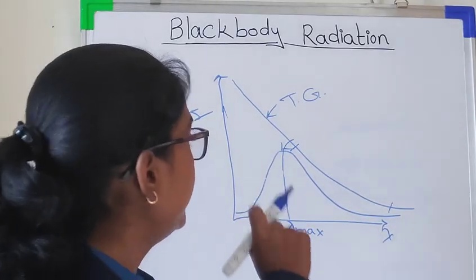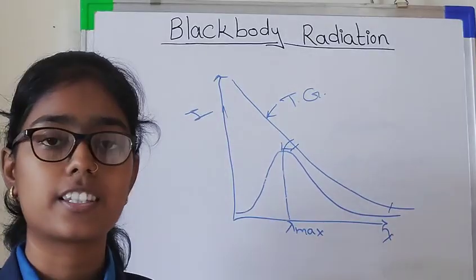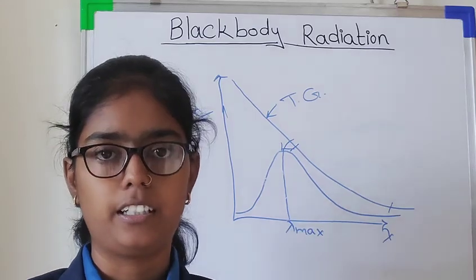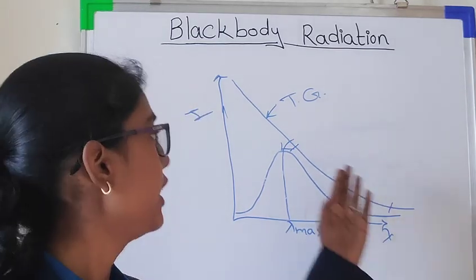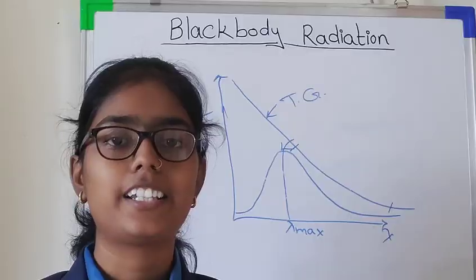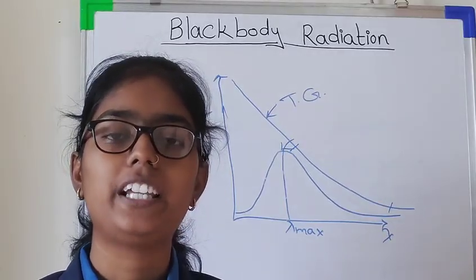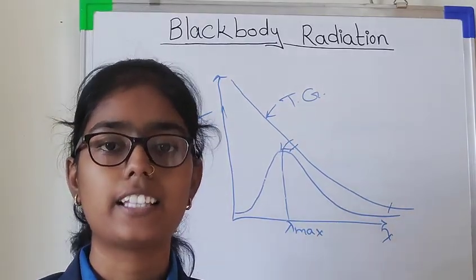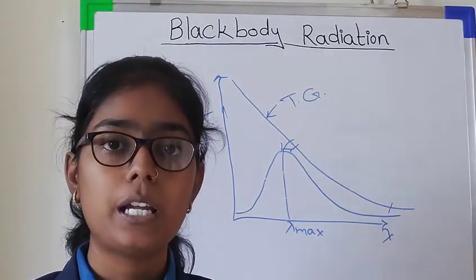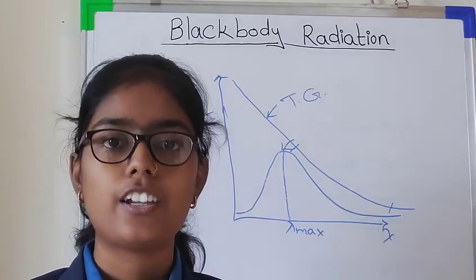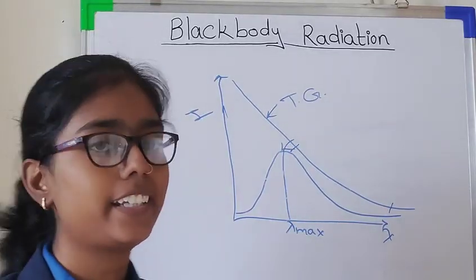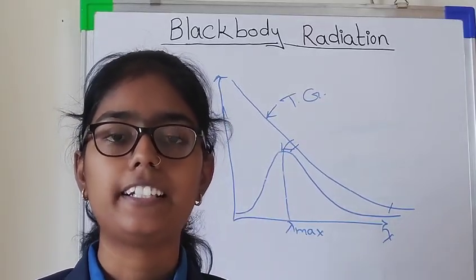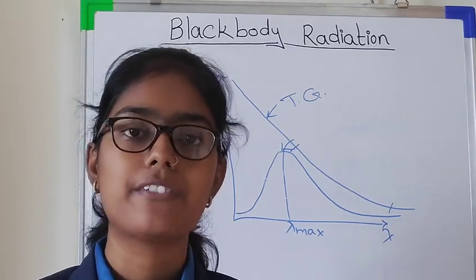So there is a lot of difference between the graph observed by the experiment and the theoretical one. This theoretical graph is given by considering that light obeys wave nature. But after observing, we can conclude that light does not behave only as a wave, but sometimes it behaves as a particle. So black body radiation is the property which confirms that light does not behave only as a wave, but also behaves as a particle.